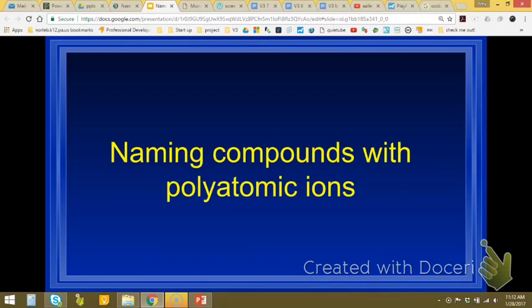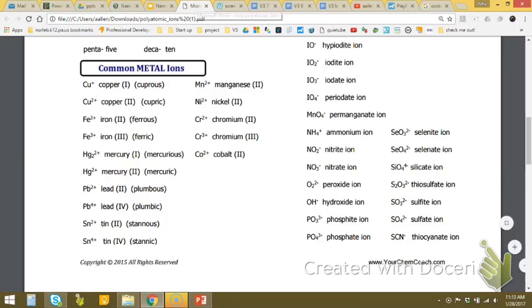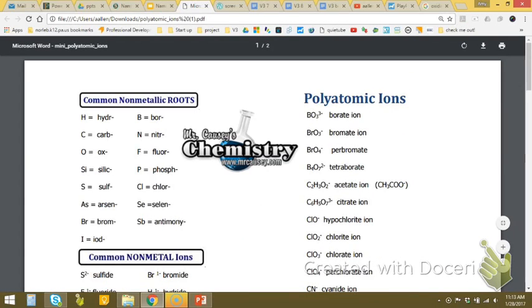So to work with naming these compounds, it's important that you have a couple things handy. First is your polyatomic ion sheet. This is in the assignment for today if you didn't already download it. We'll be working with the compounds that are listed over here on the right-hand side.